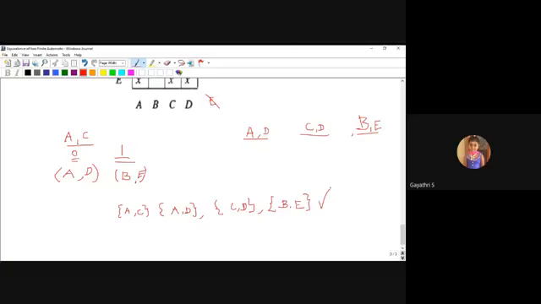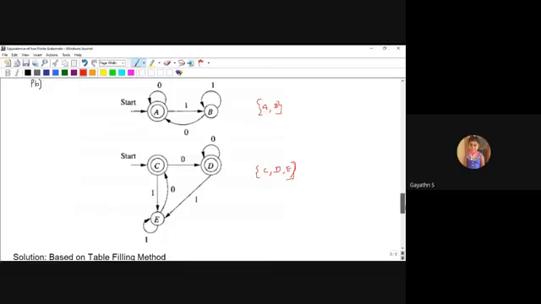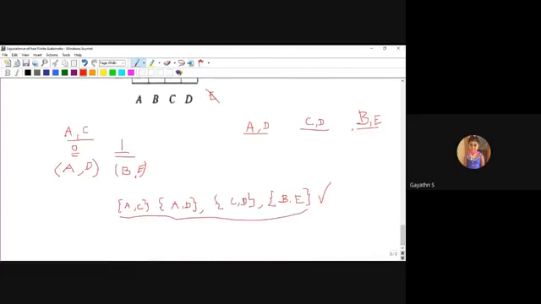So I'm going to check whether these two automatas are equivalent or not. In the unmarked pairs, I'm going to check whether any one of the pairs contains the starting states of both automata. What is the starting state of the first automata? A. What is the starting state of the second automata? C. So AC, yes. As per the table filling method, the unmarked pairs are equivalent.